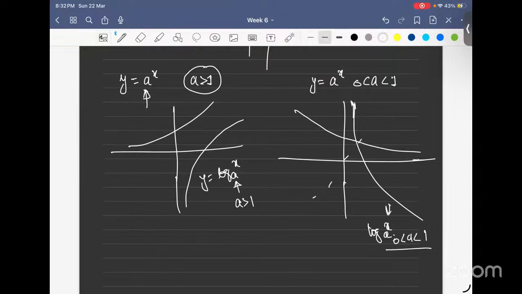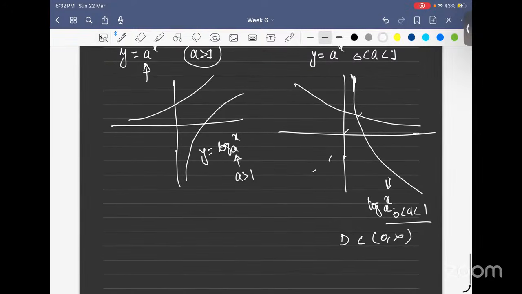What is the domain for this function? 0 to infinity, where 0 is not included. Okay, what about the range? The range will be R. Okay, so is there any difference in the domain and the range depending upon the base of a logarithm function? No, sir. No, right? For any of the functions, the domain and the range will not change, right?